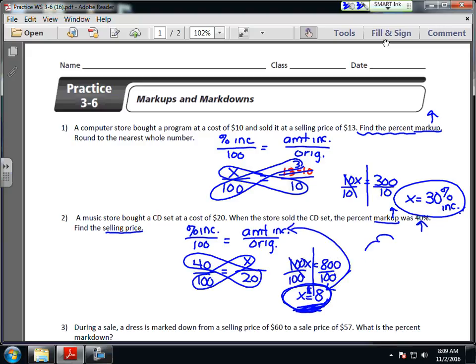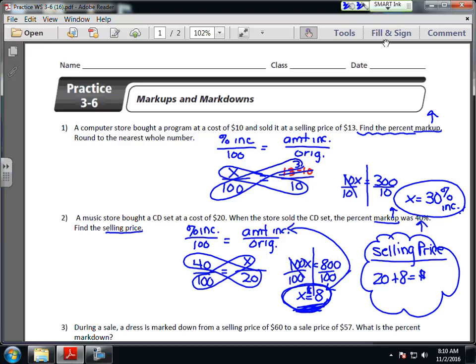So how do I find the selling price then? If the CD cost $20 and they marked it up $8, how do I find the selling price? I have to add the numbers. $20 plus $8 gives me $28. That's how much they sold it for. Very good.